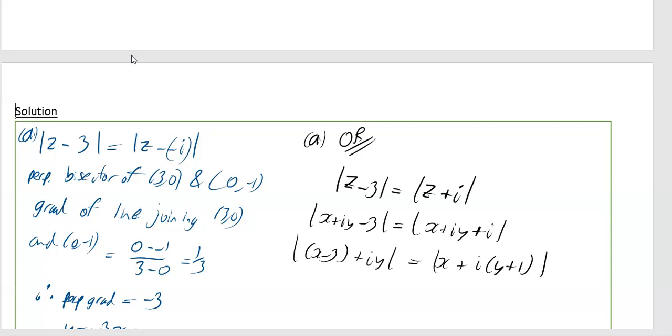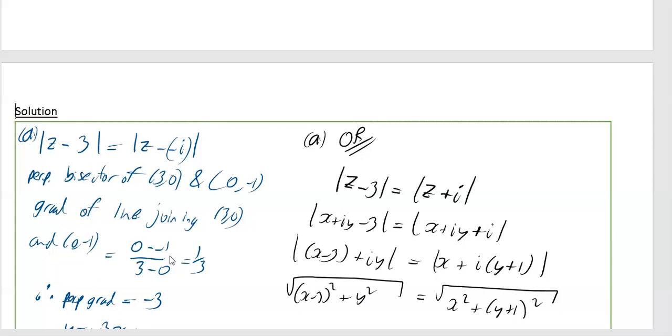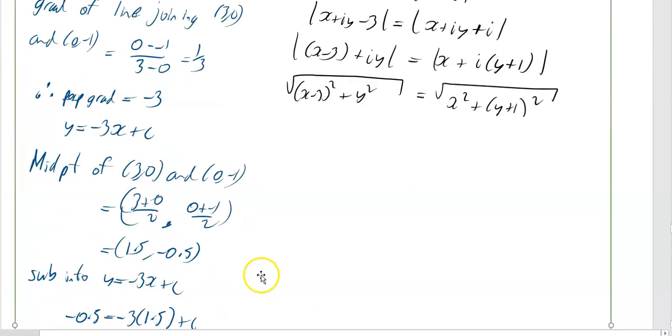And then we're going to do the modulus. Now the modulus, remember, of something is the square root of the real bit squared plus the imaginary bit squared, and again the square root of the real bit squared plus the imaginary bit squared. So we just do that out. You're going to have the square root of (x minus 3) all squared plus y squared is equal to the square root of x squared plus (y plus 1) all squared. And if you go on from that, see what happens.